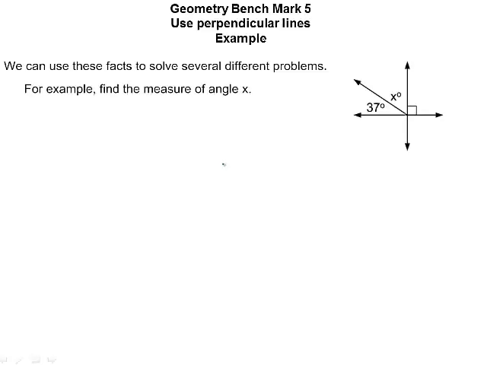All right, so we can use all those facts to solve different problems. So we're going to find the measure of angle x. This is 90 degrees, which tells me that this over here is also 90 degrees, which means that this angle plus this angle add up to 90 degrees. So I take 90 minus 37, and I get 53 degrees, and that is x. So far okay?